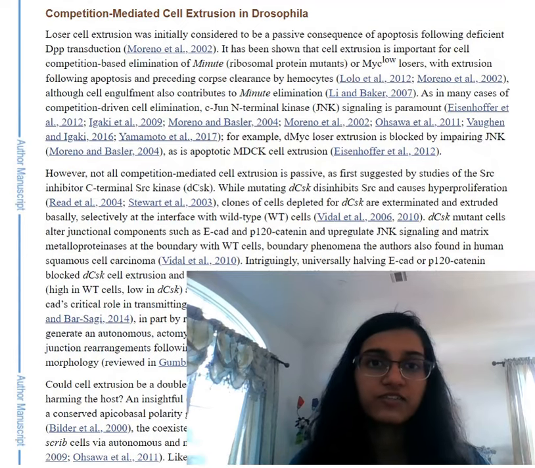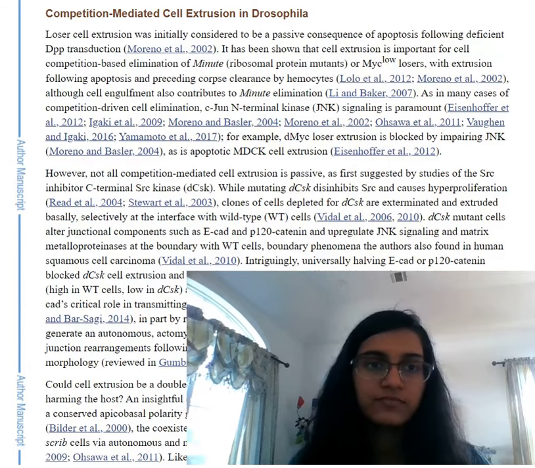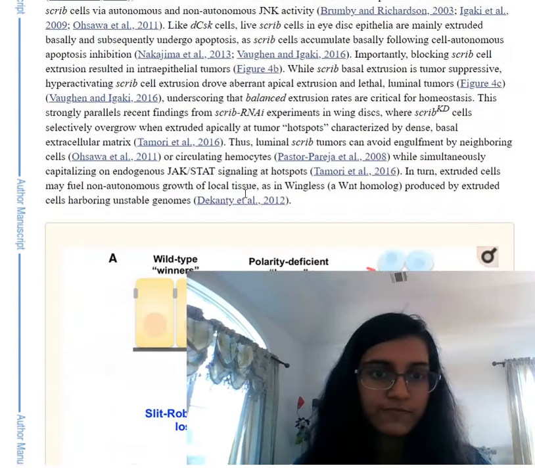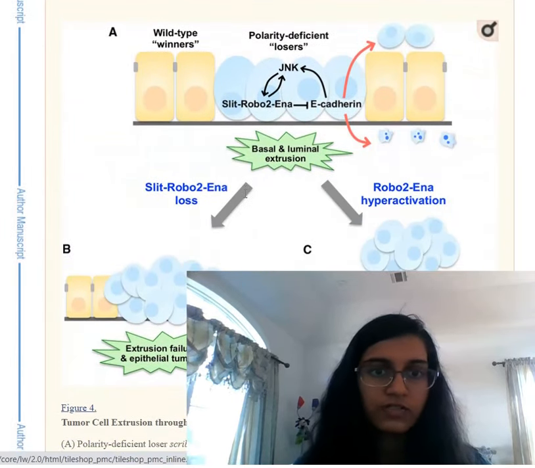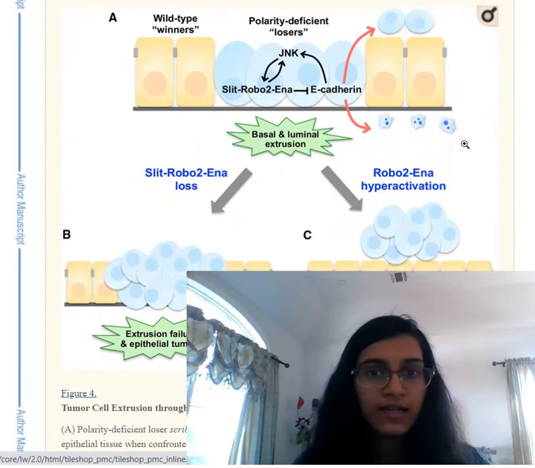Okay, so now let's move on to the next section here. It's called competition-mediated cell extrusion in Drosophila. So we know from previously in this article that cell competition and cell extrusion go hand in hand. So let's see how that happens in this section. This does in fact have a diagram, so we can go over that first.